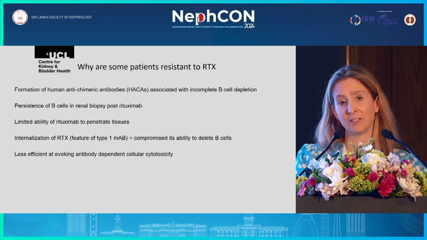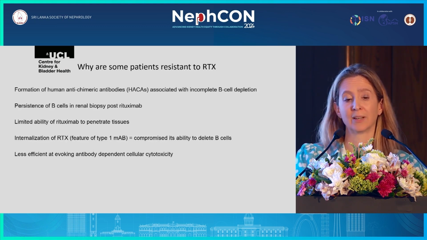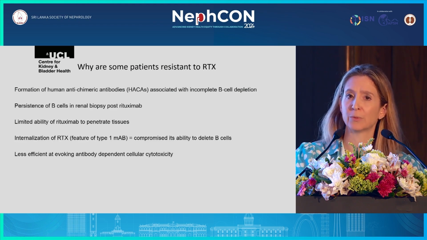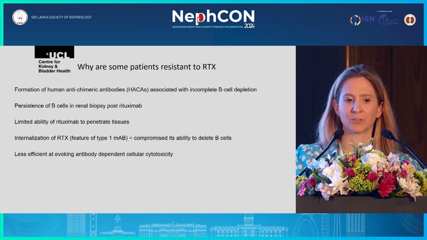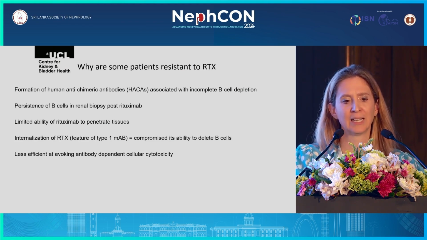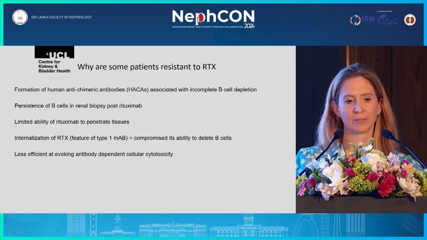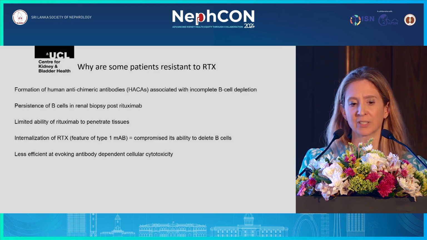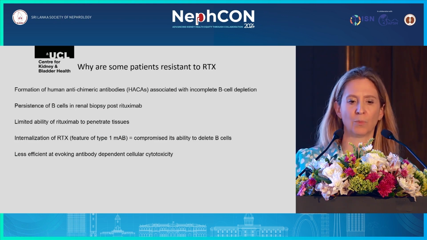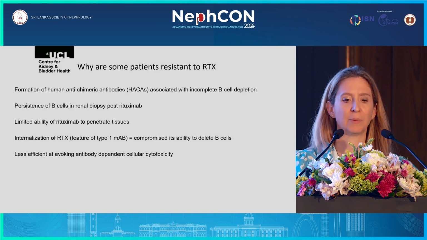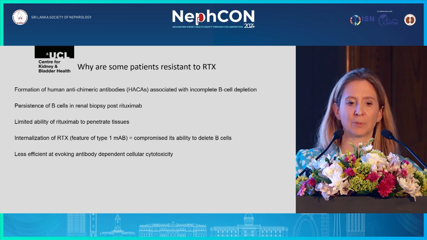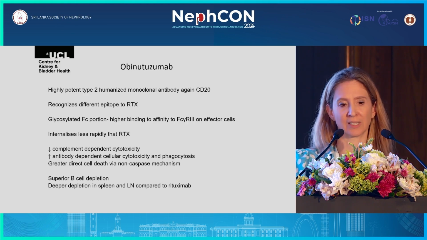It's likely to be due to the formation of human anti-chimeric antibodies, which are associated with incomplete B-cell depletion. We know there's persistence of B-cells in the kidney biopsy after the use of rituximab, and there's a limited ability of rituximab to penetrate tissues. There's also internalization of rituximab, which is a feature of this type 1 monoclonal, which compromises its ability to deplete B cells. Therefore, it's less efficient at evoking antibody-dependent cellular cytotoxicity.